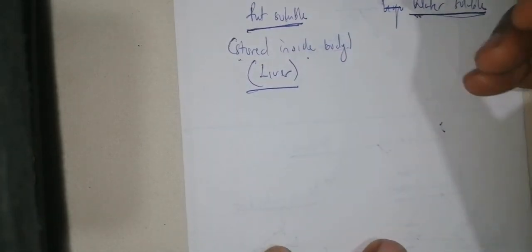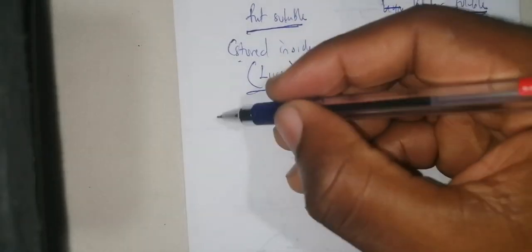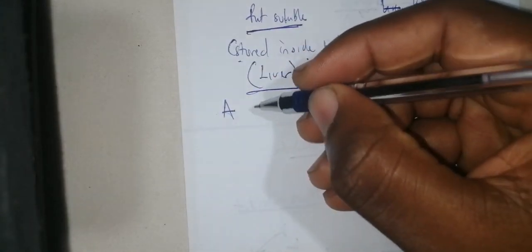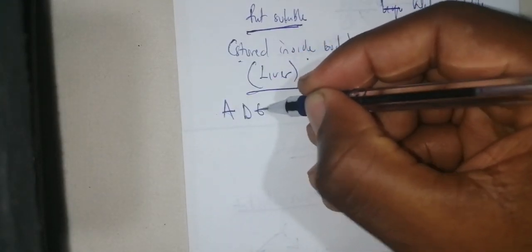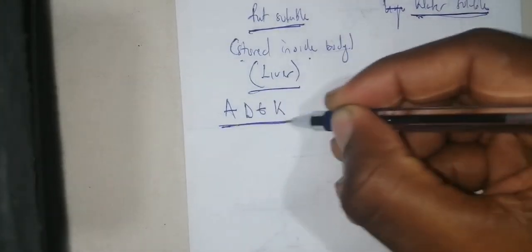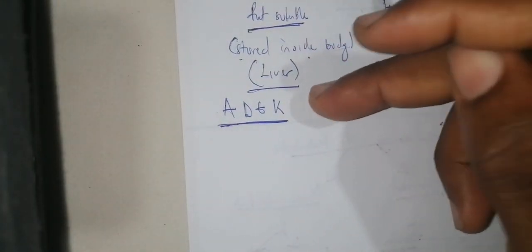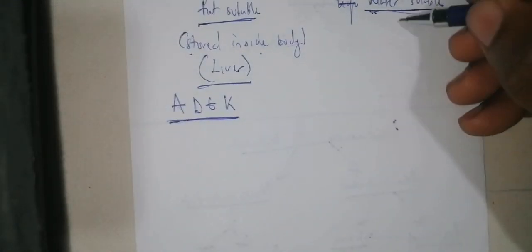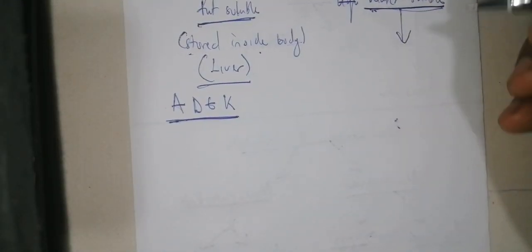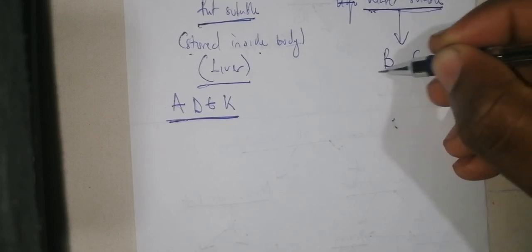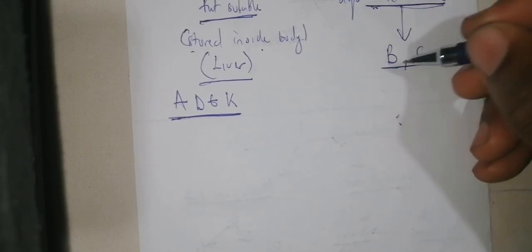Now, the next point is the fat soluble vitamins. Among the fat soluble vitamins, we have vitamin A, vitamin D, vitamin E, and vitamin K. These vitamins are the fat soluble vitamins. The water soluble vitamins are instead vitamin B and vitamin C. These are the ones that are not stored inside the body and you regularly have to take them. So now we are going to discuss vitamin deficiency.